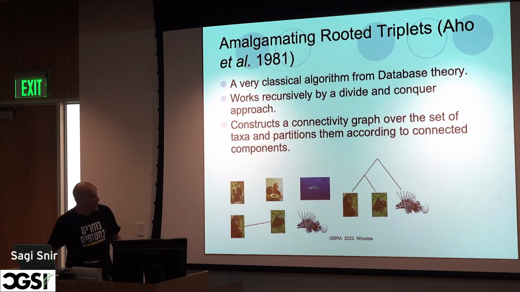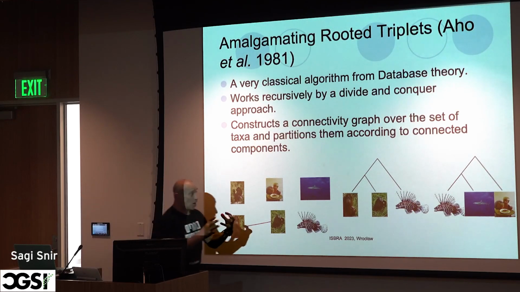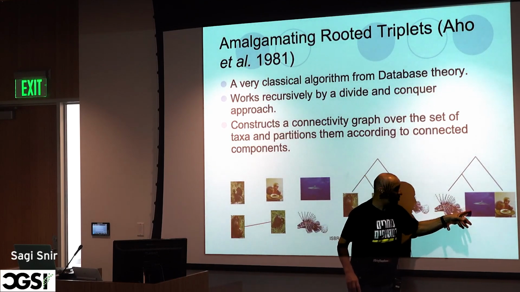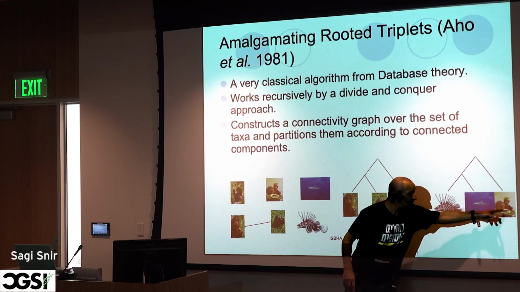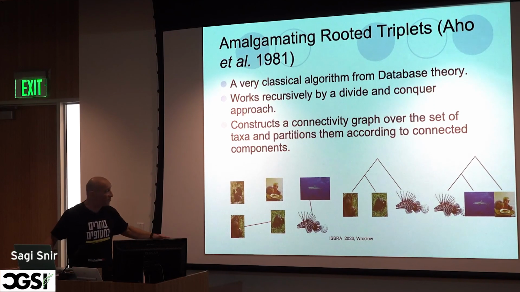Now we have another piece of information. We have the two fish that are closer to each other than to the baby. So we join the two fish on that connectivity graph. We join them.